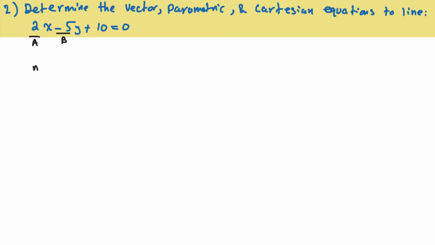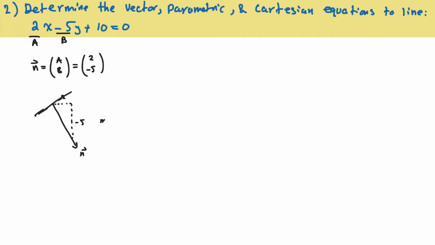The normal of this line is going to have components a, b, so that's going to equal 2 and negative 5. So this normal component will have an x value of 2 and a y value of negative 5. So it's going to look something like this. So that's our normal. And our line is going to be perpendicular to this.